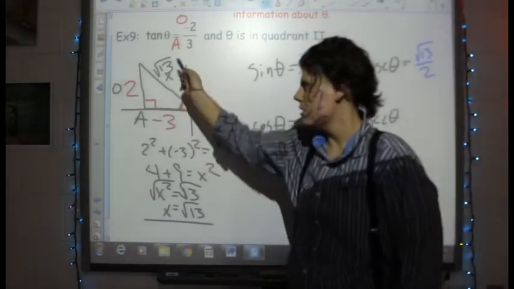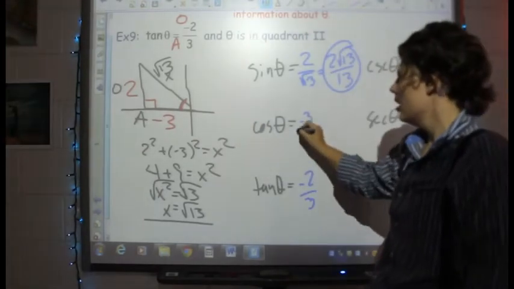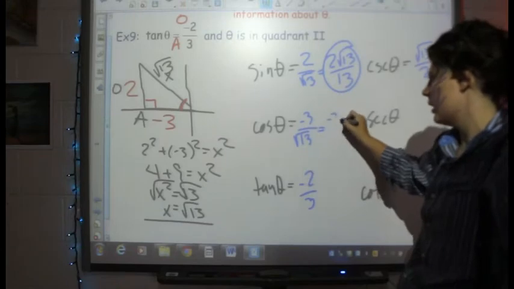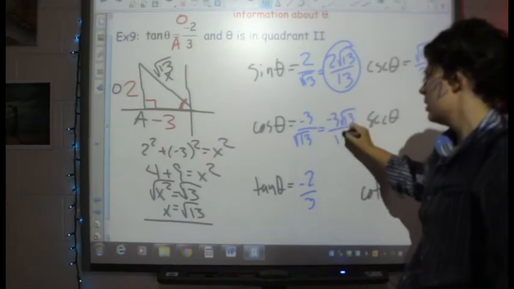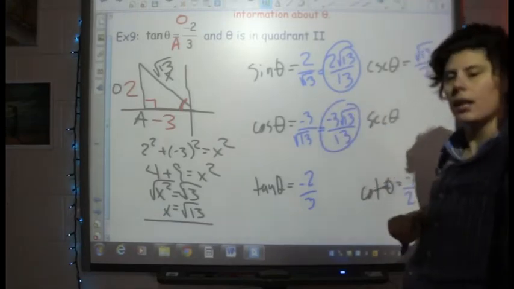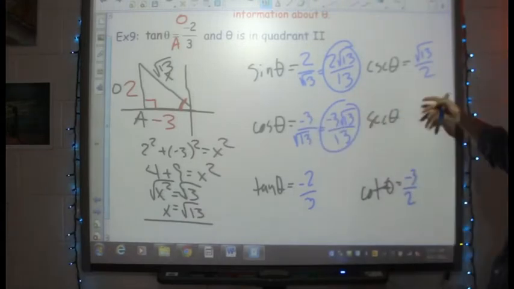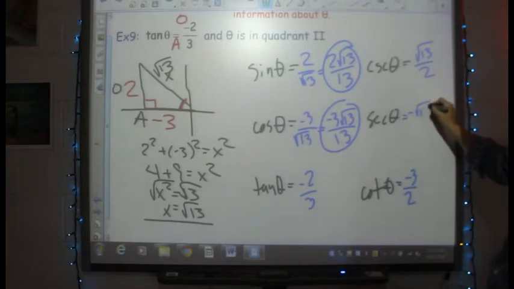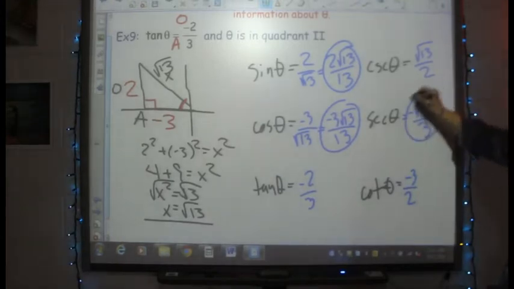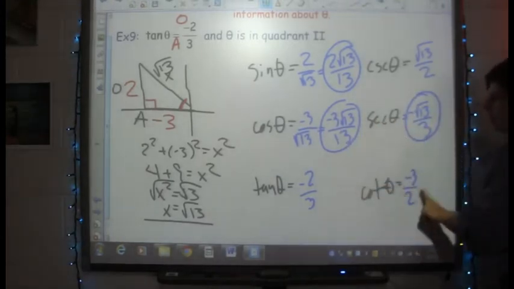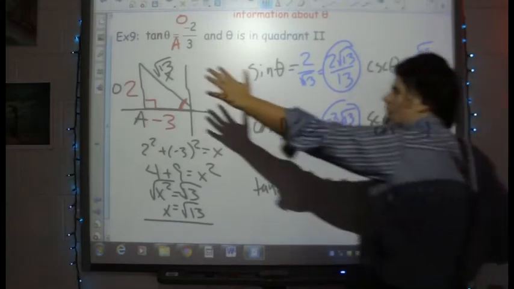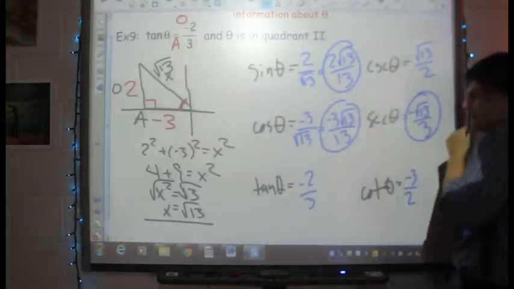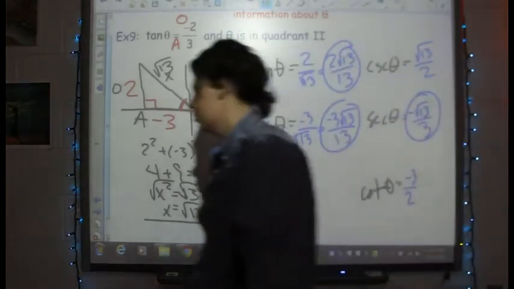So cosine is adjacent over hypotenuse, so I get negative 3 over the square root of 13. Rationalized by multiplying by the square root of 13, so I get negative 3 square roots of 13 divided by 13. Oh yeah, it's negative. Flip over to get the reciprocal here, the unrationalized version, so I get negative square root of 13 divided by 3. Again, if you're watching your negatives, your signs come out easily. If not, always double check that you have the correct signs here. It's very easy to make a sign error, and that's what most people tend to do.